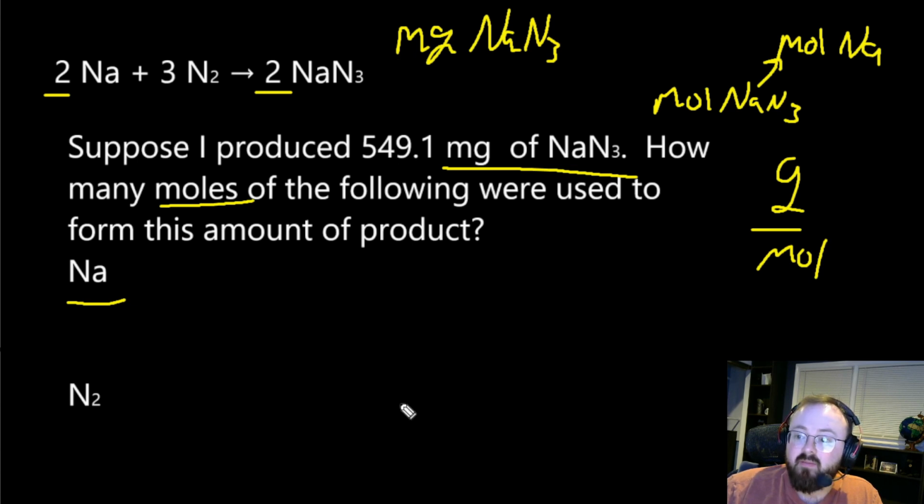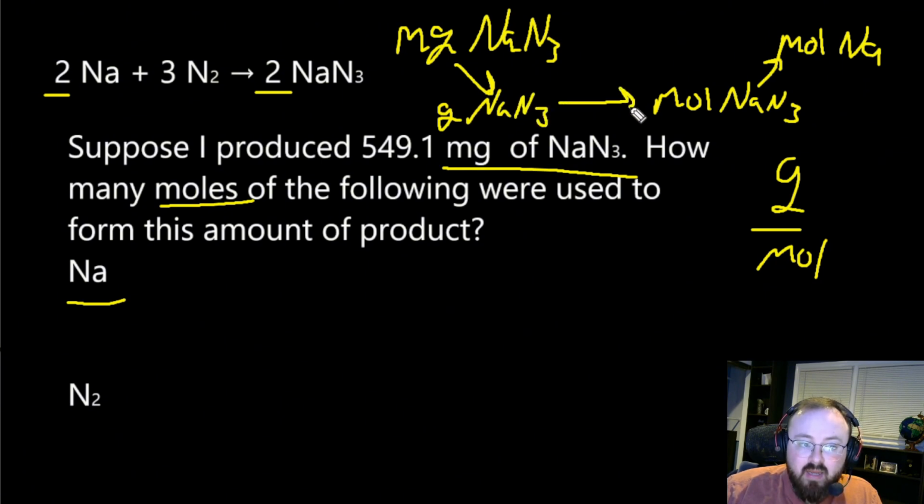That's not grams, that is milligrams. So you have to be careful, and you have to know that that has to be converted. So I first have to go into grams of NaN3, and then I can use my molar mass to be a bridge between grams and moles. And note, what molar mass do I need?